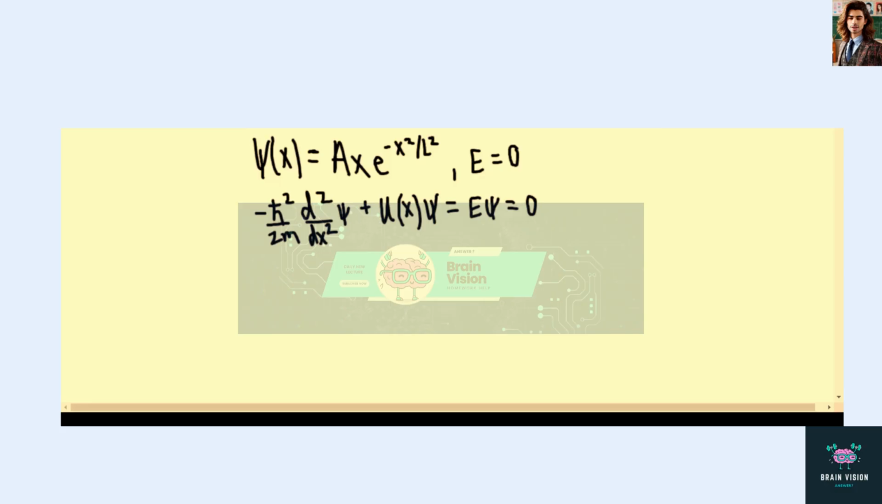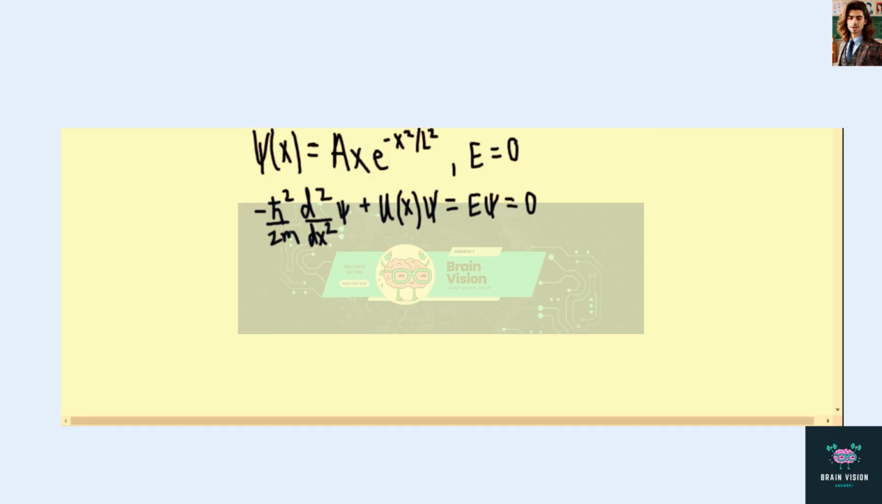So given the wave function here and the fact that the total energy is zero, we're going to start with the Schrodinger equation and proceed as follows. We're going to get the first derivative of the wave function, and that's going to have two terms. We take the derivative of the first factor, which is x, and that gives us a times e to the minus x squared over L squared.